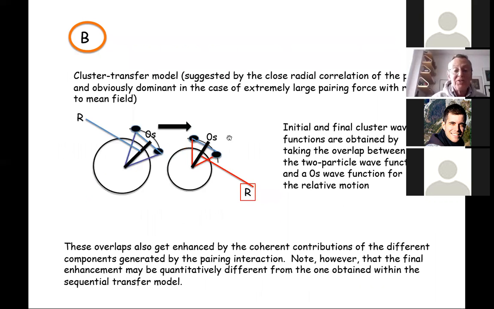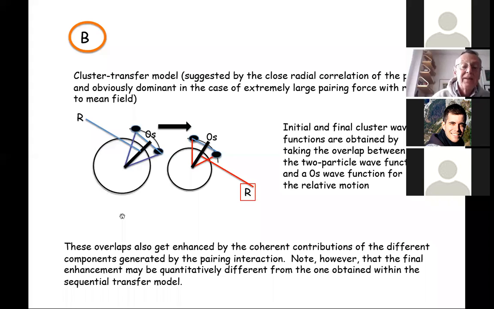A different line of approach is the one based on cluster transfer, and this is strongly suggested by the fact that the pair interaction is inducing a radial correlation of the pairs. The two particles, due to the pairing, tend to be close together, also in the initial and final system. And this approach will obviously be dominant in the case in which the pair interaction is extremely large or even going to infinity. In this case, what you do is just take the overlap of initial and final wave function with the 0s internal wave function for the relative motion.